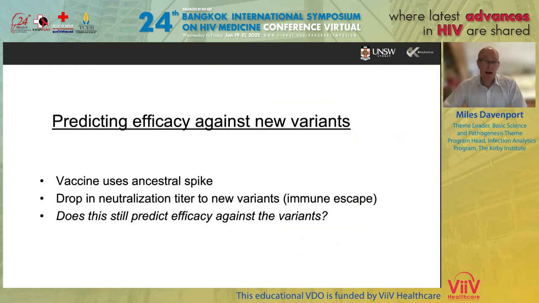So the next thing that we'd like to do is to be able to use this relationship to predict vaccine efficacy against new variants. For example, all of the vaccines studied in what I've talked about up to now have been using the ancestral spike, and all of the efficacy estimates are against the ancestral virus. But we know that we see a drop in neutralization titer to new variants because of immune escape. So if I vaccinate someone and have a certain titer against the ancestral virus, the homologous immunogen, I've got quite a different titer against the heterologous immunogen when a new variant comes in. So there's a major question of, can we still use this approach to predict vaccine efficacy against the variants?